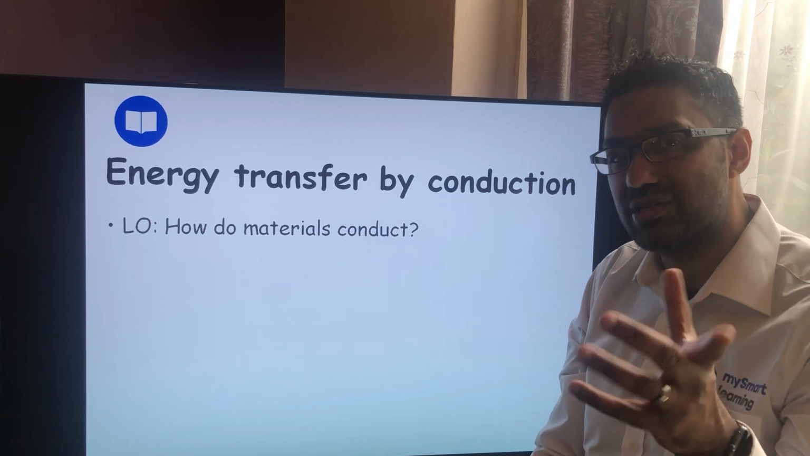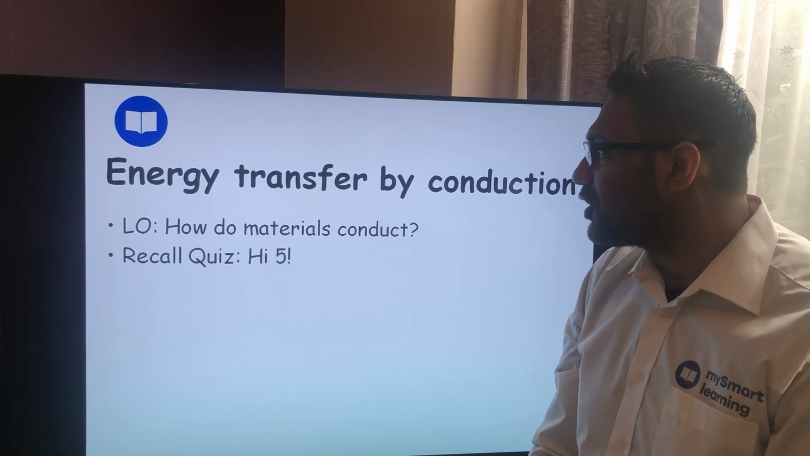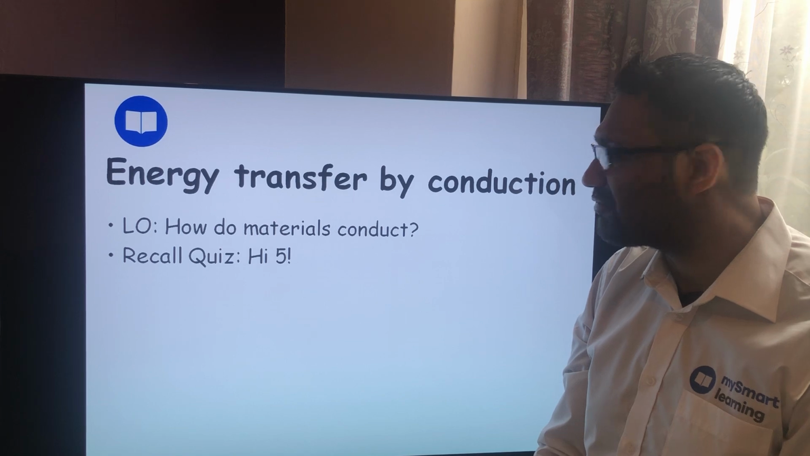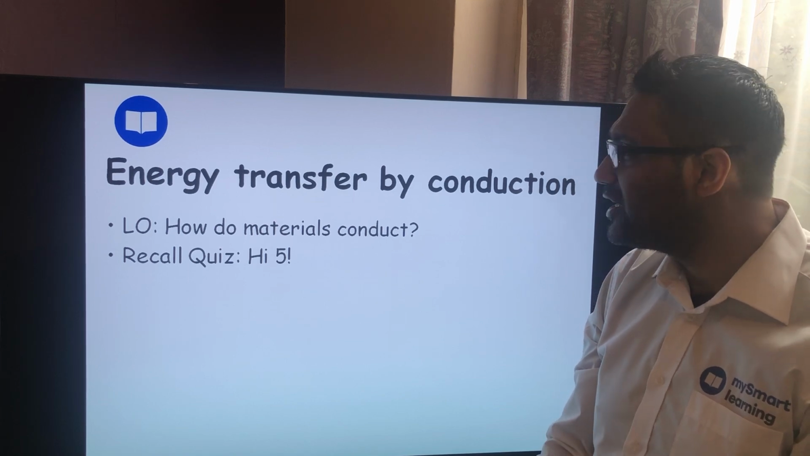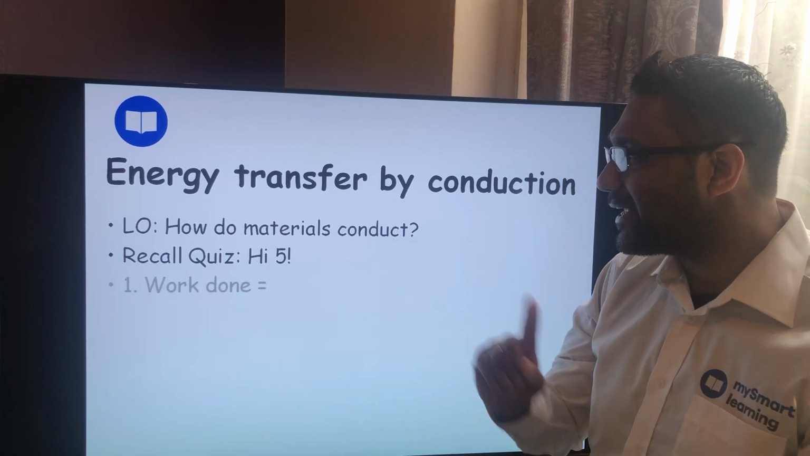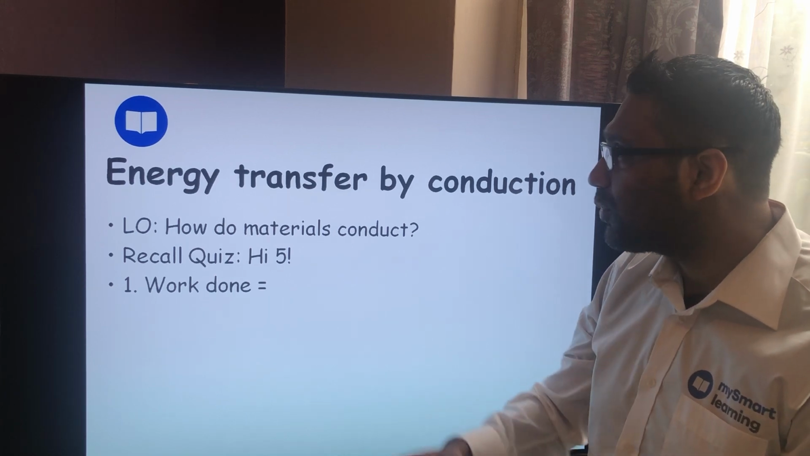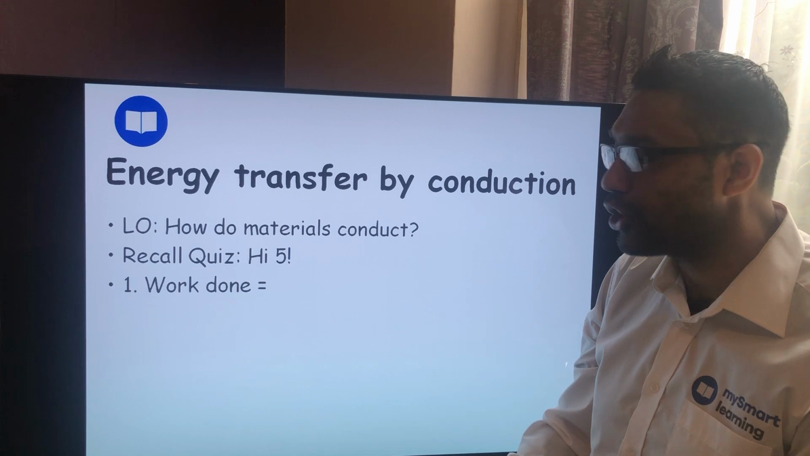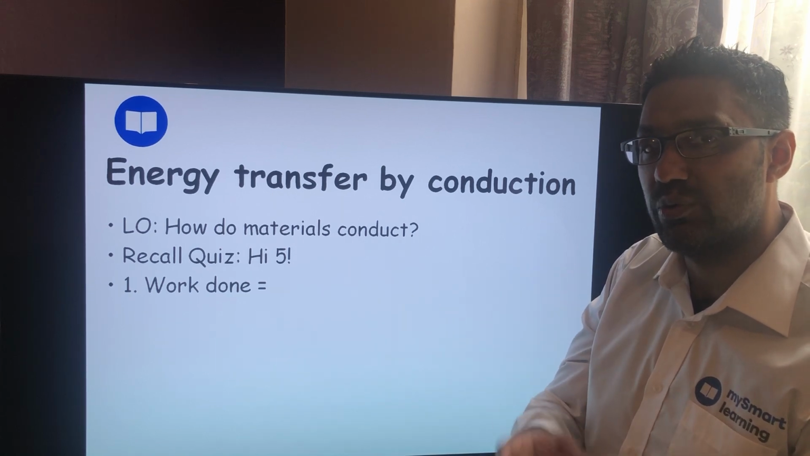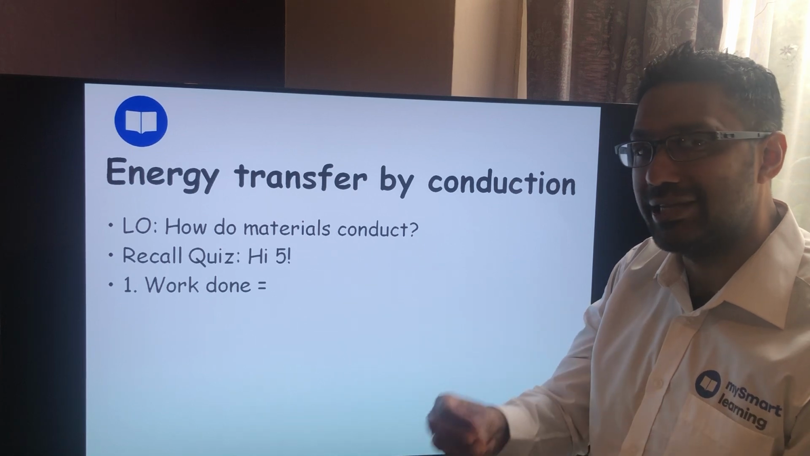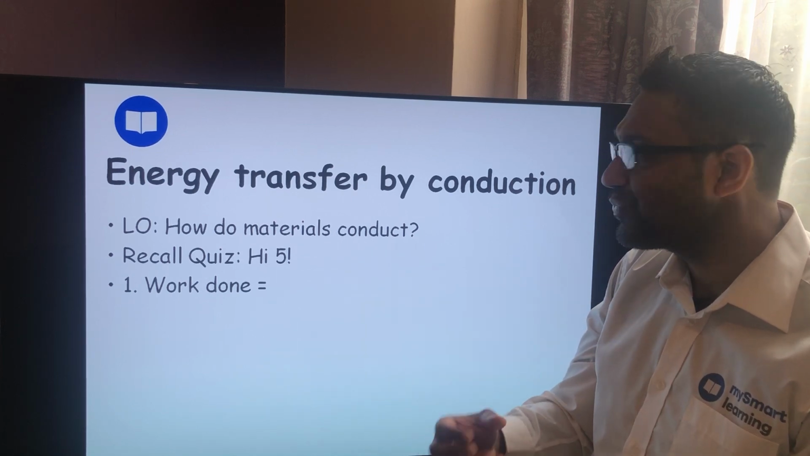But before we start, we always have our virtual high five. So recall quiz, get all 5 correct and you'll get a virtual high five from me. You can't buy those in the shops. So number 1, these are the equations that we did from our energy topic. We're partway through this now. We're in chapter 2 from the Physics Caboodle textbook. We've done chapter 1, which is all about energy. Chapter 2 is all about thermal energy stores and transfers.